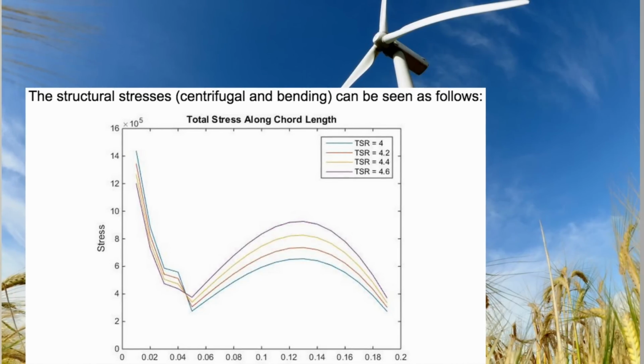To evaluate the structural integrity of the wind turbine blades, MATLAB was used to evaluate the aerodynamic loads and the bending on the blades as follows. It can be seen that in terms of stresses, a blade with a TSR of 4.2 has a suitable stress in both the root area and along the blades. Therefore, a TSR of 4.2 with a good balance of CP and stress distribution was chosen.